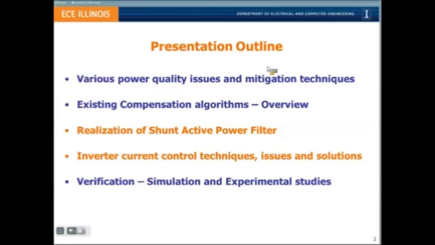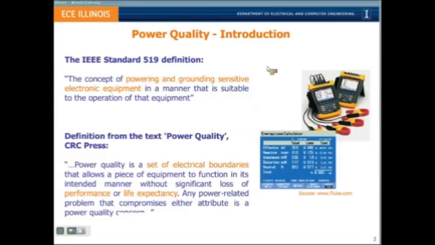And finally, the validation is done by means of simulation and experimental studies. And even though this has been given towards the end, we'd look at, after every concept, the corresponding simulation and the experimental results. And we would spend more time on these two aspects, the inverter current control techniques and the issues.